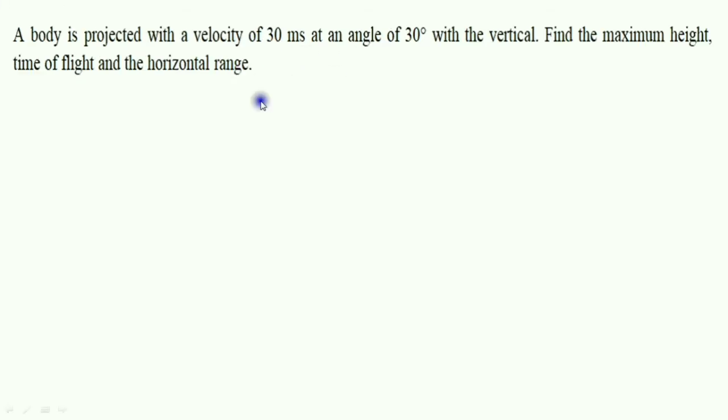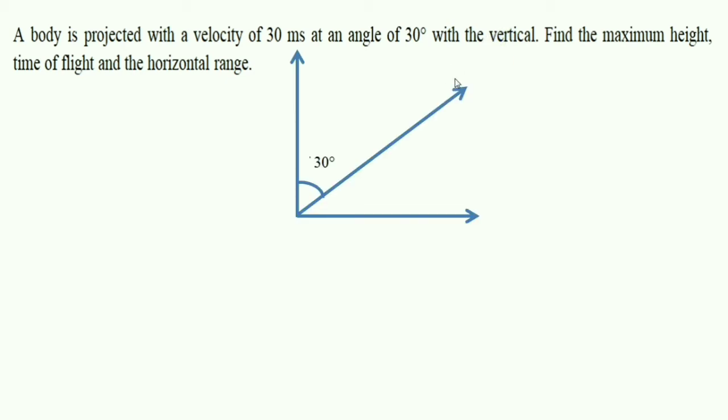Now the next question: a body is projected with the velocity of 30 meter per second at an angle of 30 degree with the vertical. Now there is a small difference. In the previous question it was with the horizontal, and this time it's the vertical, so theta is not given. Out here this angle is given, we need this angle, so we can easily find it. This is 90 minus 30, 60 degree, so theta is 60 degree.